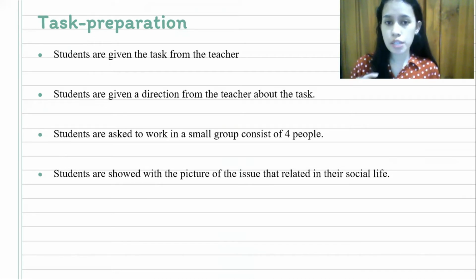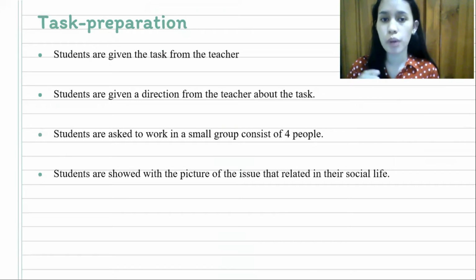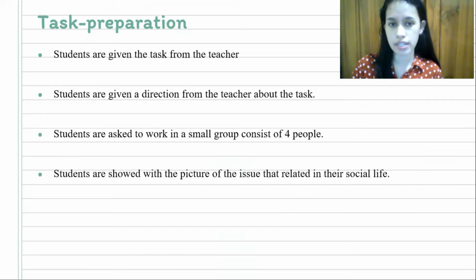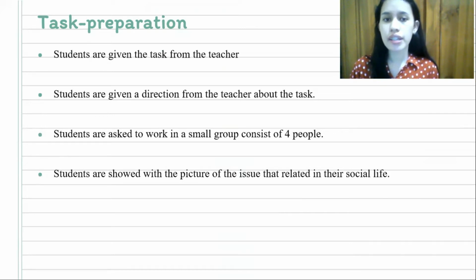And then in the task preparation, the students are given the tasks from the teacher. In this activity, the teacher gives clear direction or clear guidelines about what the students have to do with the task. The instruction is that students are asked to work in a small group that consists of 4 people. Students are shown a picture of an issue that relates to their social life.